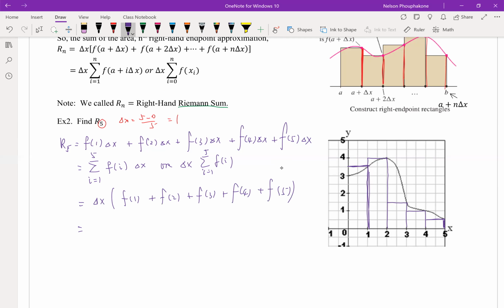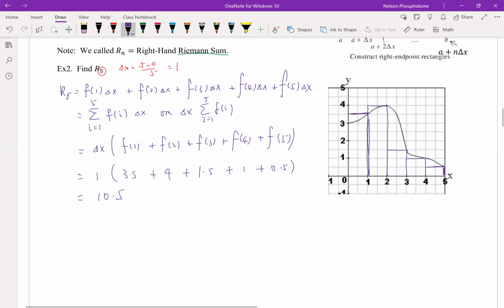We know that delta x is 1. Then f of 1 is 3.5, f of 2 is 4, f of 3 is 1.5, f of 4 is 1, and f of 5 is 0.5. And then we find out that the answer is 10.5. So now you will see that this is the idea about the right-hand Riemann sum.